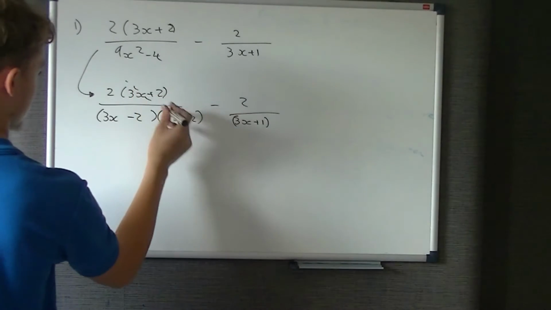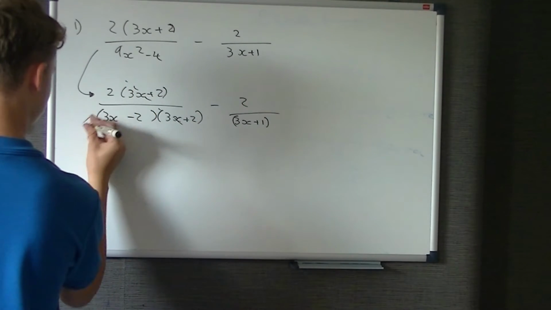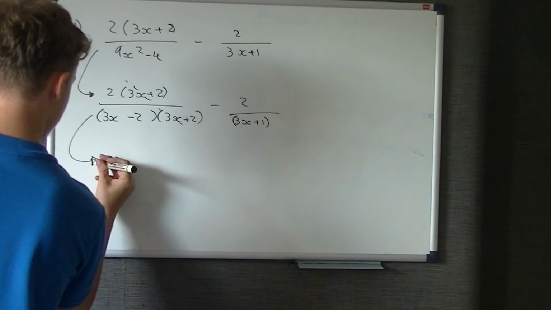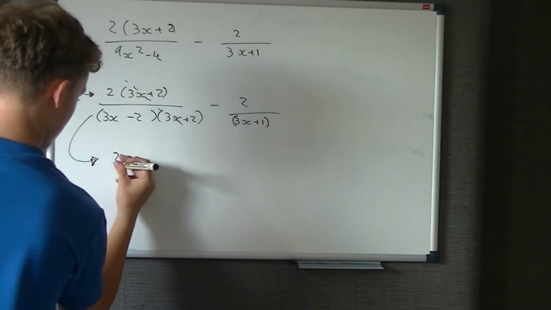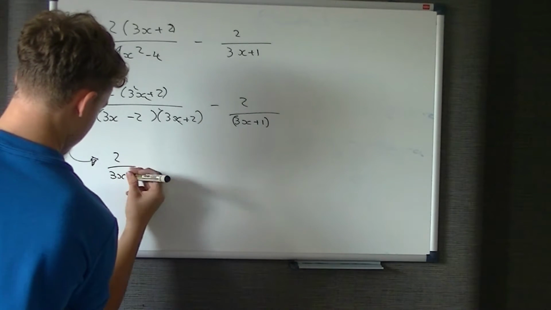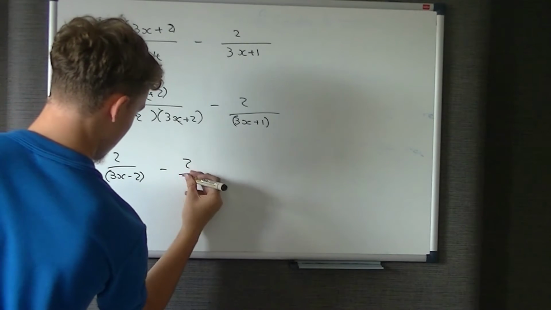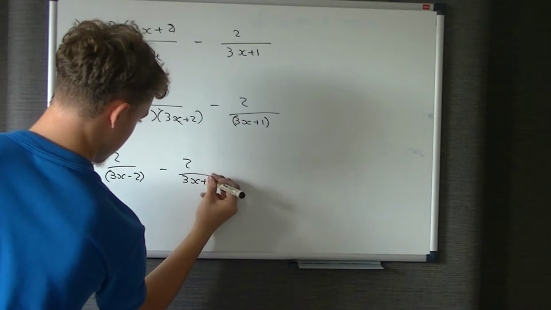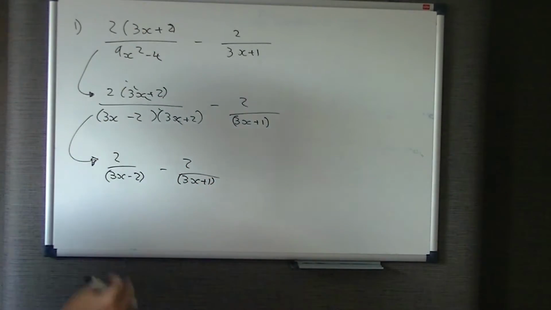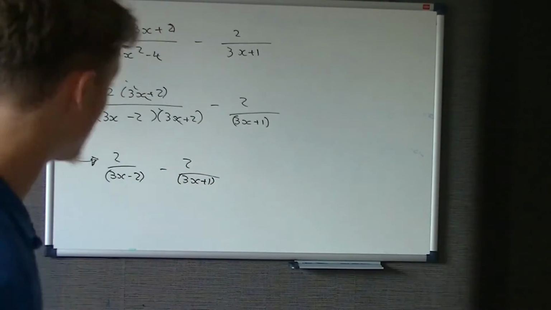So we can cross these out, like we said to them before. So we can say goodbye. So we cross it out, so that's 2 over 3x take 2, take away 2 over 3x plus 1. Now this is the thing I was saying before, because they're not the same denominator, that's what we can work with now.